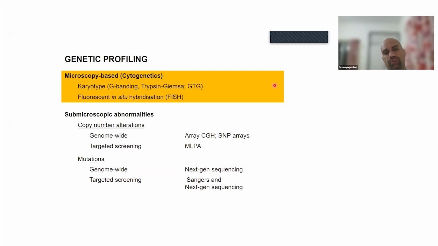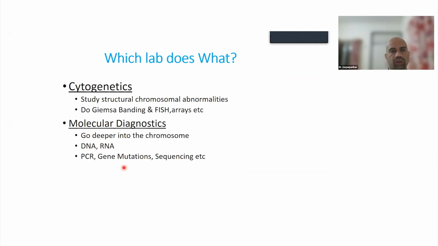And for the submicroscopic abnormalities, you have the copy number alterations, which means gains or loss of genomic material. You could do SNP arrays or a targeted screening in the form of MLPA, or you could look at mutations that could be targeted or at a whole genome level.